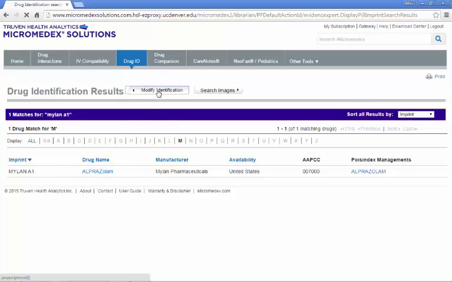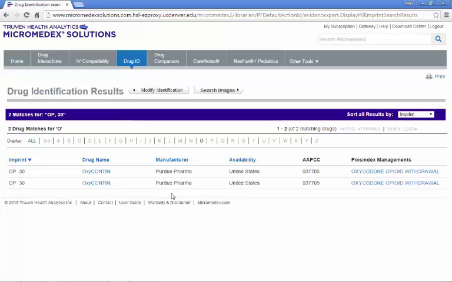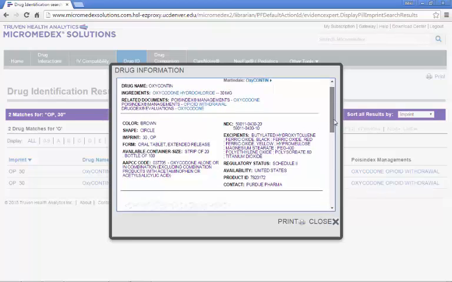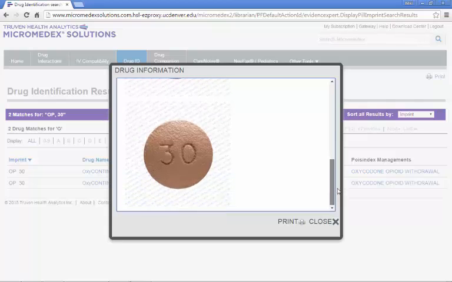So again, I can modify identification and put in the second product, which is an OP on one side and a 30 on the other side. And I know this is brown. And I can see that this is an OxyContin tablet. If I pull it up, I will get a description of this tablet. It's a 30 milligram OxyContin, has OP and 30 on one side. It's extended release. And I even have a photograph of what this looks like.